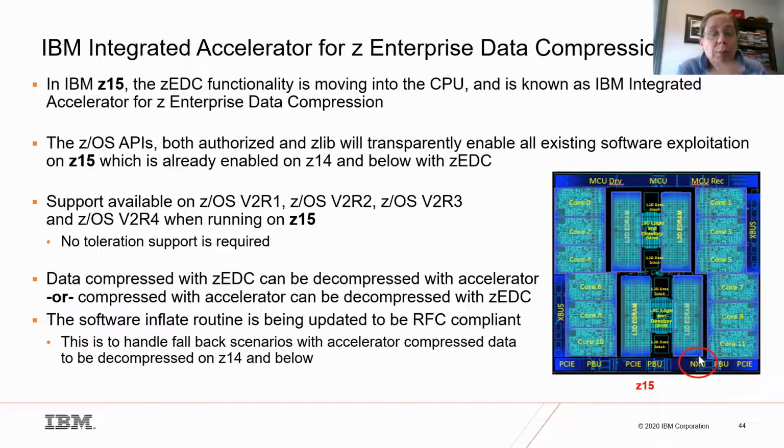One thing to note: if you've compressed the data on the old zEDC, like on your Z14 or before, and you want to decompress it on the Z15 using the NXU that's on the chip, it's totally compatible. If you've compressed it on the Z15 and you want to decompress it on the Z14 with the zEDC, that's perfectly compatible as well.